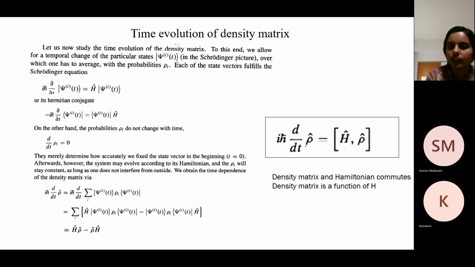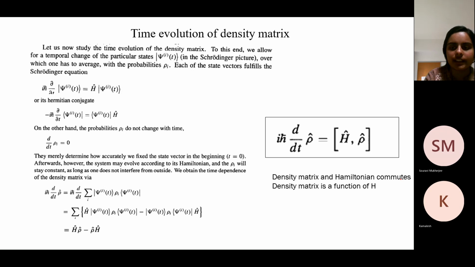So this tells you that for a stationary state where rho is not changing with time, H commutes with rho, or rho commutes with H. That means the density matrix and the Hamiltonian have the same set of eigenvectors, and in a way you can say that the density matrix is a function of the Hamiltonian. So you get to the same condition which we had got for the classical case. This is the general situation: if we have a stationary state, the density matrix is a function of H.